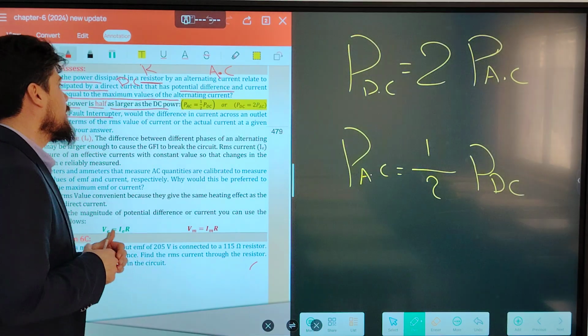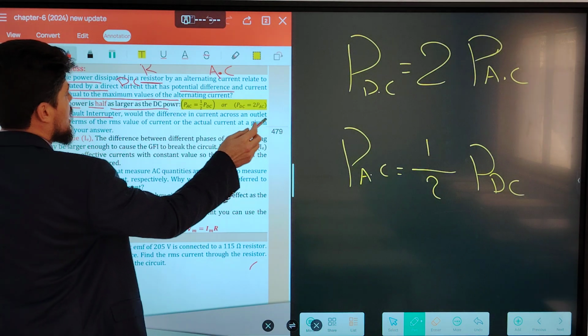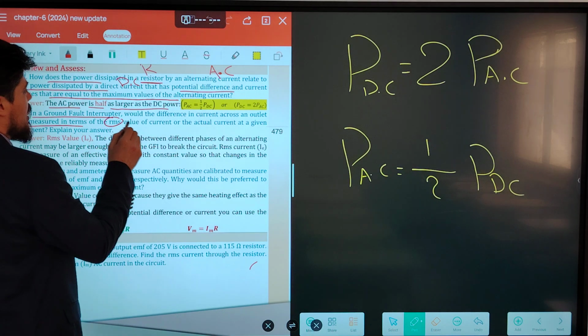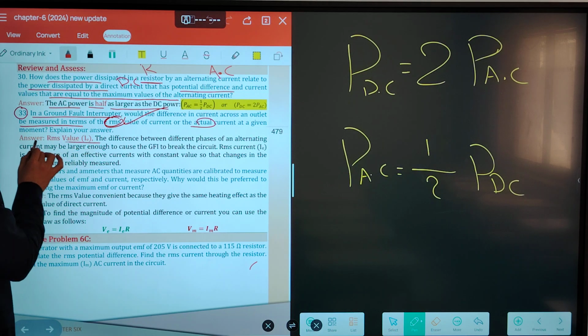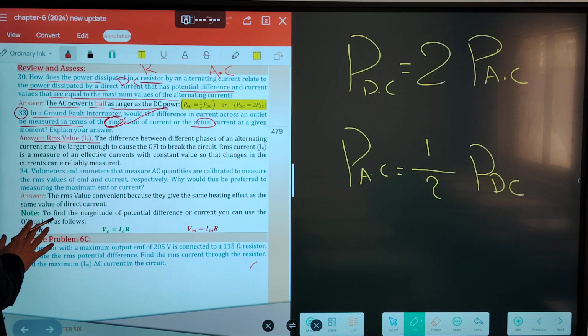it will break down. Okay? In a ground fault interrupter, the difference in the current across the outlet, which is the plug, is measured in terms of what? RMS value or actual value? RMS value. GFI is measured in terms of what? RMS value. Okay?